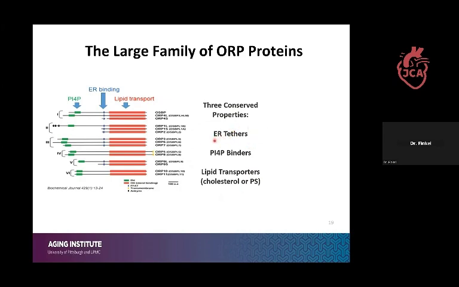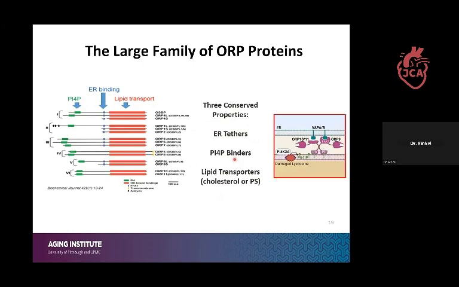And so those three domains really define the three functions of these proteins. First, they act as tethers. So they bring together membranes. One is the endoplasmic reticulum. The other is a membrane containing PI4P. They do that by these two different domains here in the protein. And once these two membranes or organelles are brought close together, they exchange lipid. They exchange PI4P for either cholesterol or phosphatidylserine. I know that's quite complicated, but let me just show you graphically what it would look like.